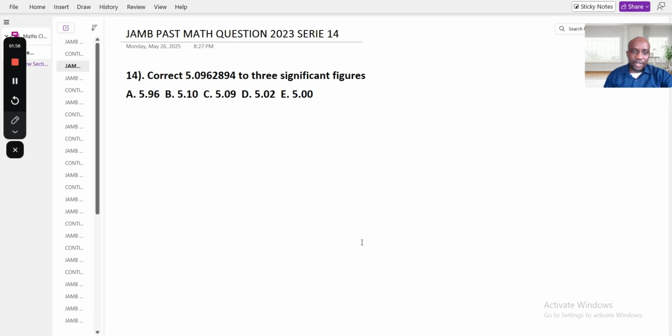Yes, the question says, question 14, correct 5.0962894 to 3 significant figure. When you see a question like this, they are not talking about decimal. Don't misquote this question. The question says 3 significant figure, not 3 decimal places. If it's 3 significant figure, you are going to start. Let me write the question out.